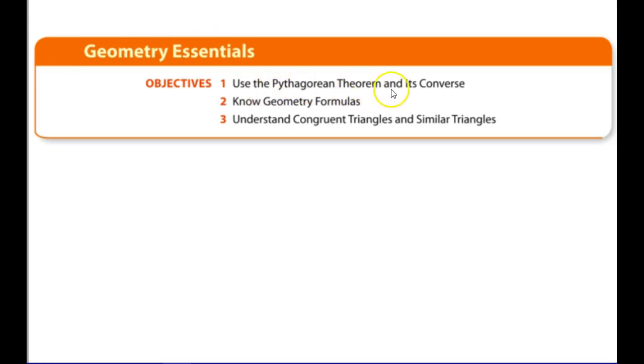So now let's look back at our learning targets, to make sure we met everything for this section. First, we used the Pythagorean theorem and its converse. Second, we looked at some general geometry formulas. Make sure you have these all written down if you don't just have them in your brain already. And then thirdly, we looked at congruent and similar triangles and what makes those two things different. So now go ahead and work on your practice problems for this section.